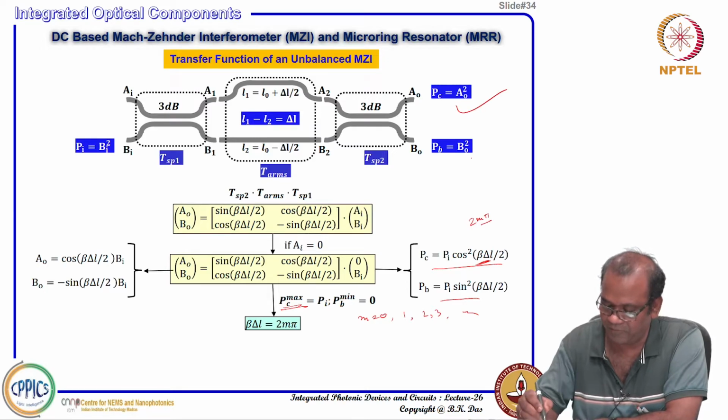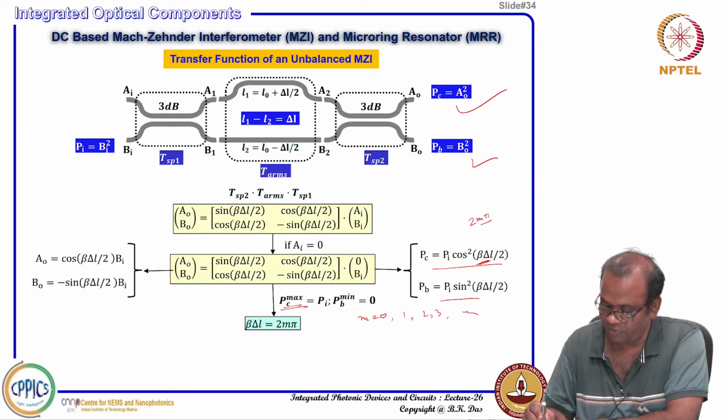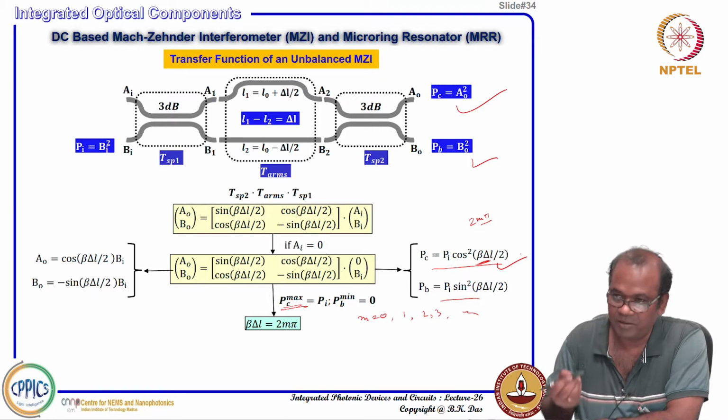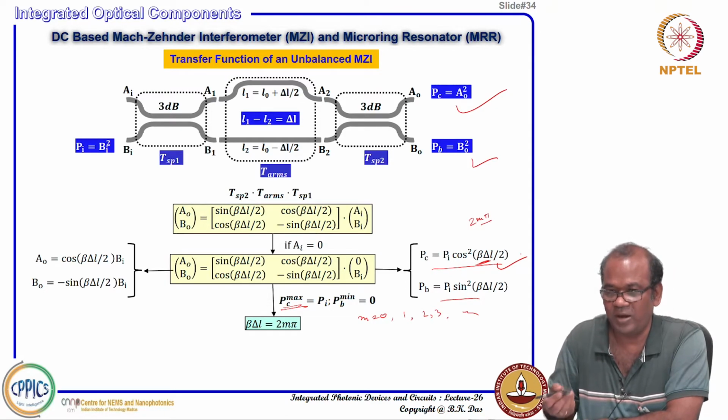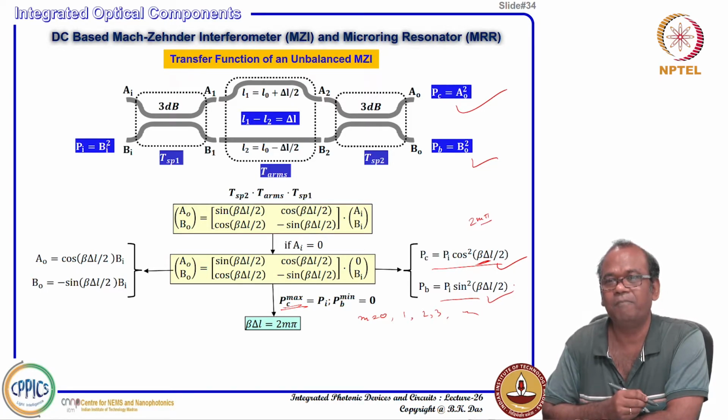And the bar port will be minimum, 0, because beta delta L by 2 equal to m pi means sine of m pi. So, you will be getting 0 here, and this function you will always be getting either pi, 2 pi, 3 pi, 4 pi and so on. If you continue, then you will be getting maximum here, and at the same time you will be getting minimum here. Okay.